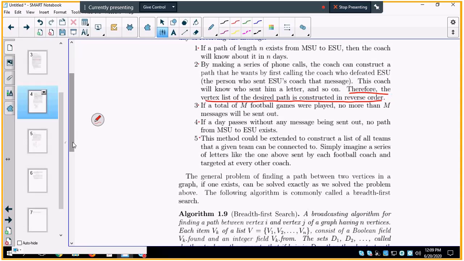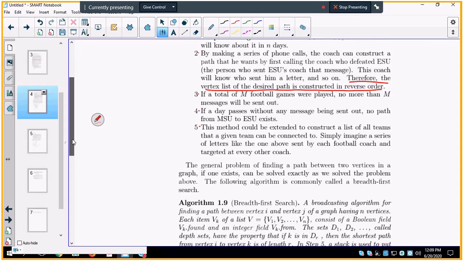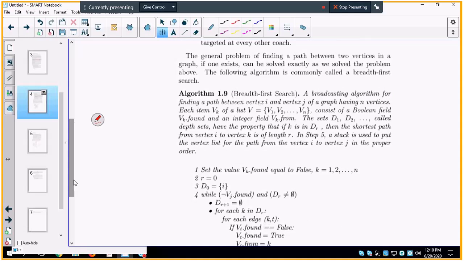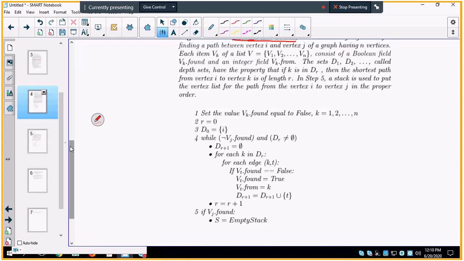The general problem of finding a path between two vertices in the graph, if one exists, can be solved exactly as we solved the football coach problem. The following algorithm is called breadth first search. Just like the process that we just described above, this is what this code is doing. I'm not going to go through it in detail, but if you are interested, do take some time to read through it and try to connect it back to the ideas that we just talked about.